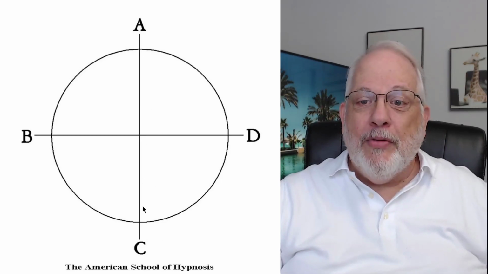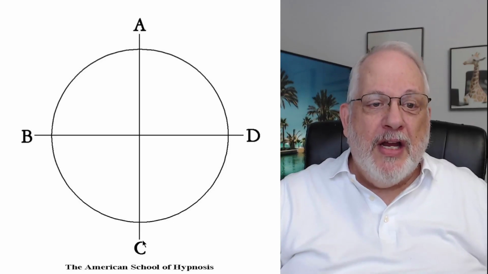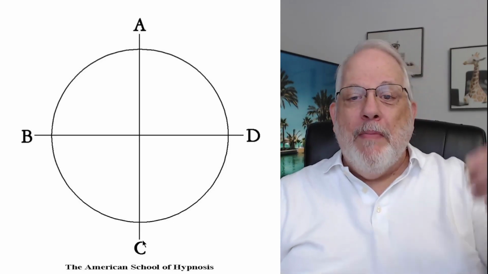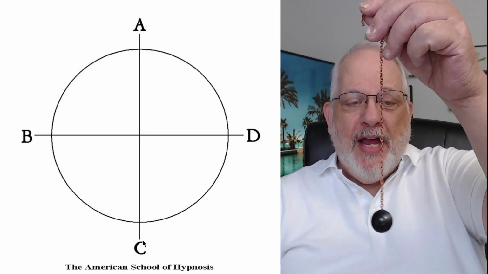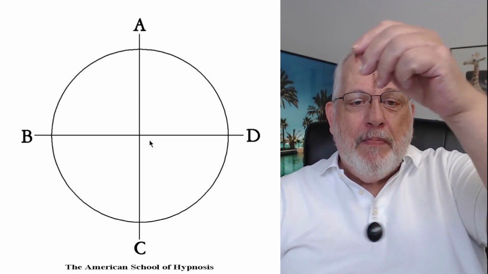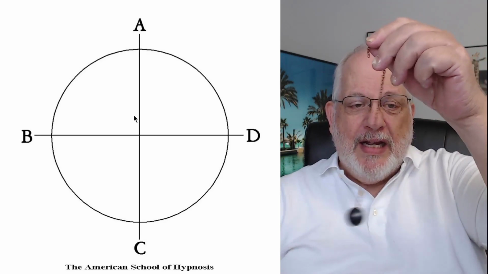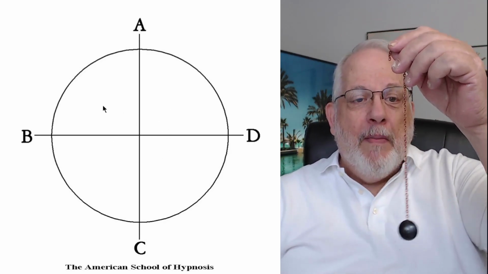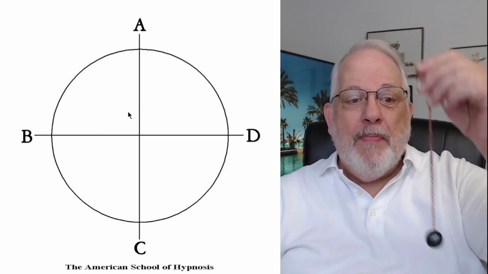It has nothing to do with me. I'm just giving you the suggestion. A to C. Imagine it going more and more. Now imagine it changing directions again and going A, B, C, D. So you're going to imagine it going in a circle from A, B, C, and D.